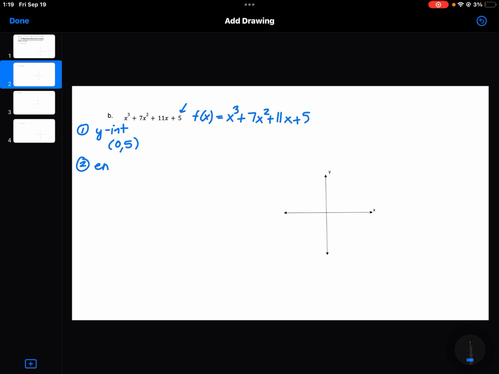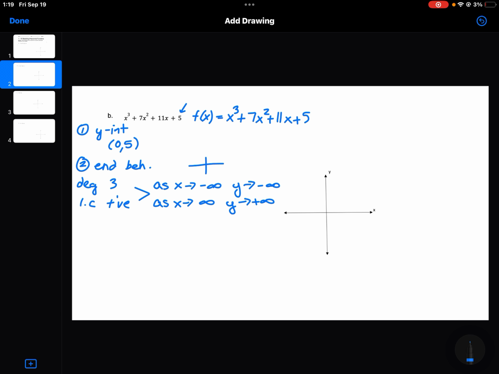Then I'm going to find my end behaviors by checking my degree, which is 3, and my leading coefficient, which is positive. Those two together mean that as x approaches negative infinity, y also approaches negative infinity, and as x approaches positive infinity, y approaches positive infinity. It looks like this on a graph, exactly the same actually as the first example. Then we are going to find our x-intercepts by factoring.